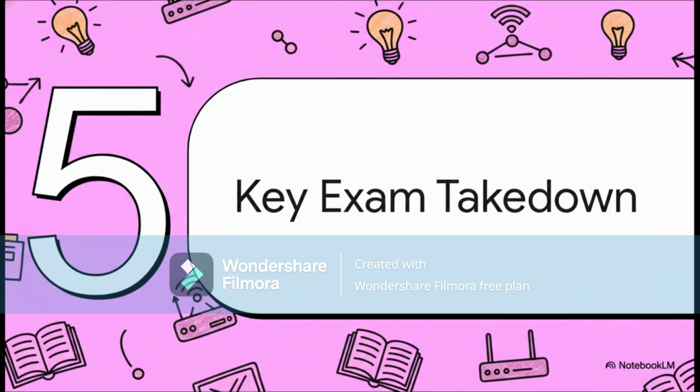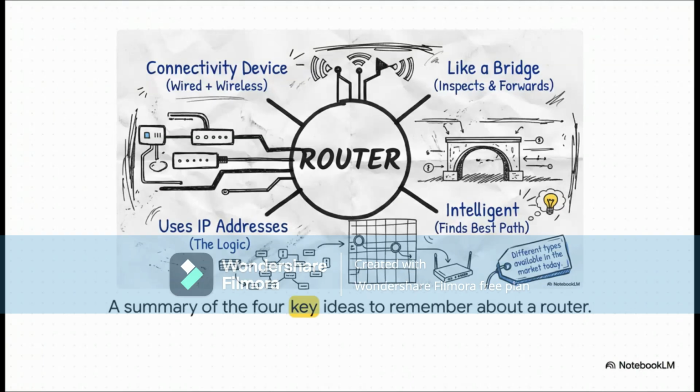Now let's switch gears a bit and really focus on an exam takedown to make sure you remember all the important stuff. Let's recap it all with this simple mind map. There are 4 key ideas you need to have locked in. Number 1, it's a connectivity device that joins networks. 2, it acts like a bridge, inspecting and forwarding data. 3, it uses IP addresses to know where everything needs to go. And 4, it's intelligent because it finds the best path for data.